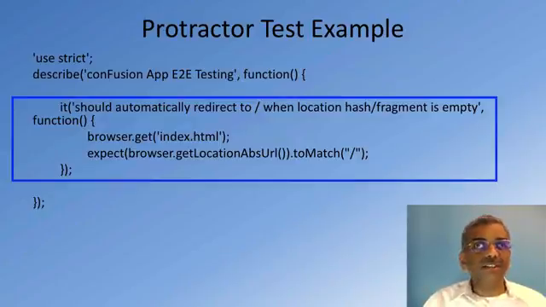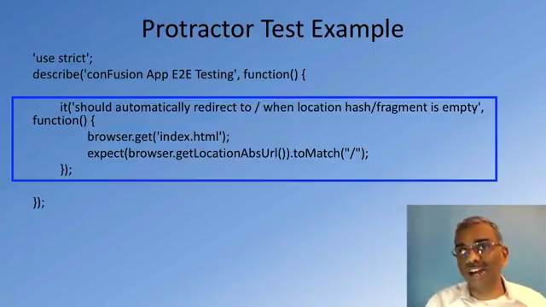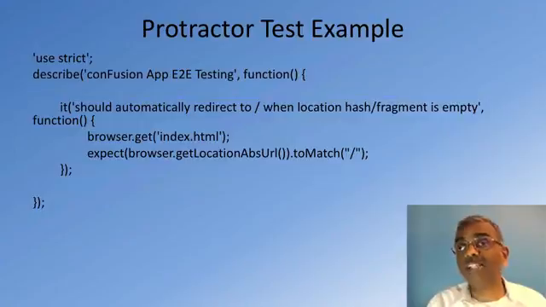Besides that, you see in this code: it should automatically redirect to when location hash fragment is empty, function. This is saying that when you start up with the slash, it'll direct you. So browser get index.html, saying get the index.html. When you do that, the absolute URL should match with hashtag slash. That's what we are specifying there: expect browser get location absUrl to match slash. That is what we are expecting in the browser's address bar.